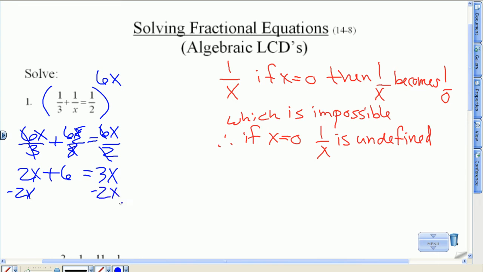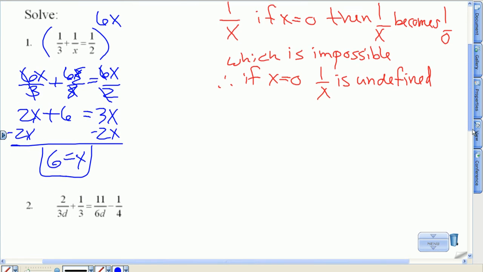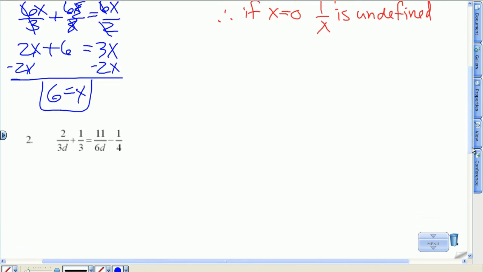Be neat with your work, and you should get to a final answer, which in this case is x equals 6. Now, if x is 0, number 1 is undefined. That doesn't play because x is 6. So we take the answer, it works, it's fine. Alright, problem 2. Now in problem 2, I have two different variable terms on the bottom.